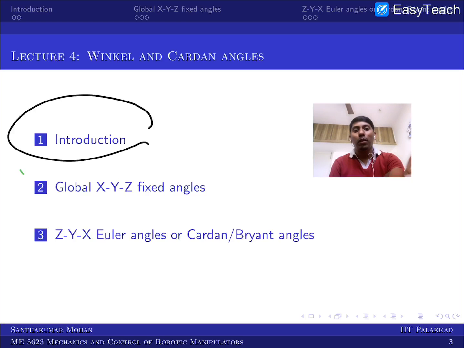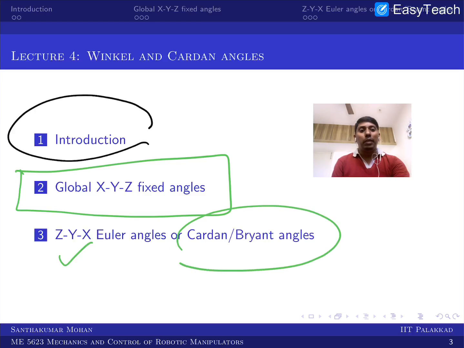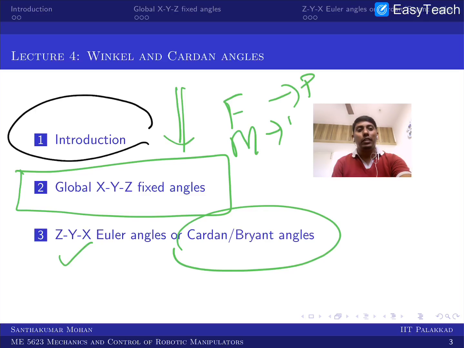One is the popular one we call global XYZ fixed angle, which we simply call RPY, roll pitch yaw angle, or Winkle angle. The other one we are going to call Euler angle in general. In that, the specific one we are going to see is ZYX, which we call Cardan or Bryant angle. So this is the major aspect. In this class we will see why pre-multiplication and post-multiplication. If it is a fixed frame we say pre-multiply, and for a mobile frame we say post-multiply, right? Why that has come. After that we will see what these two are. This is the flow of this particular lecture.